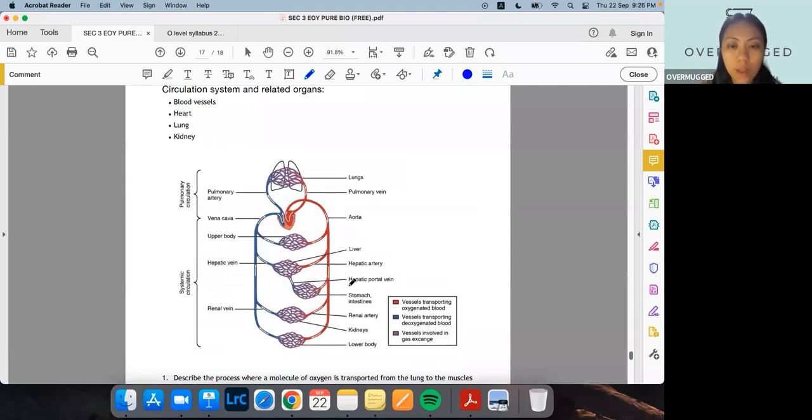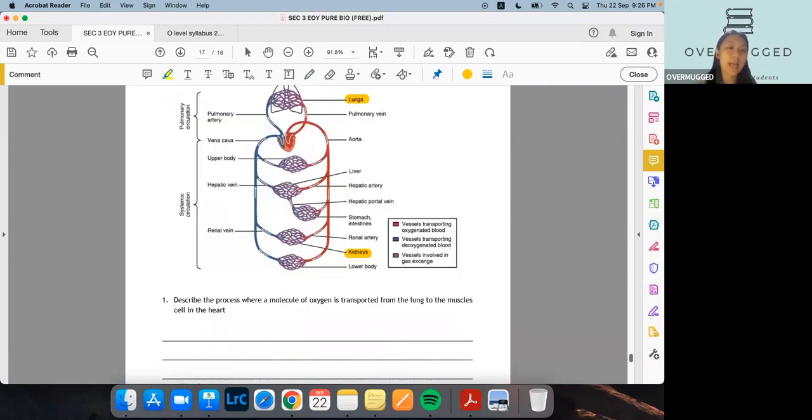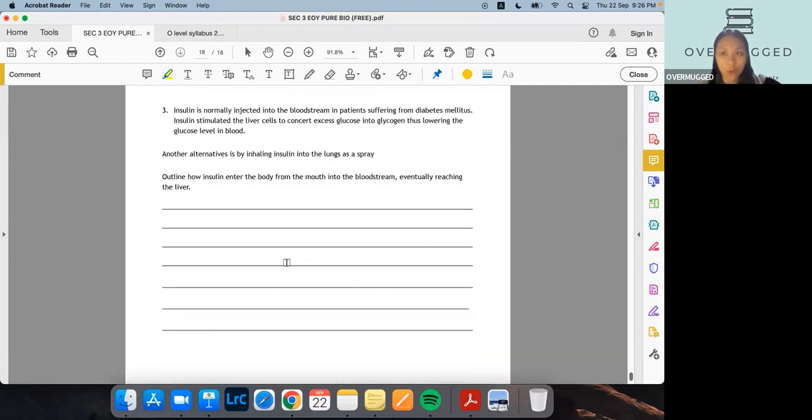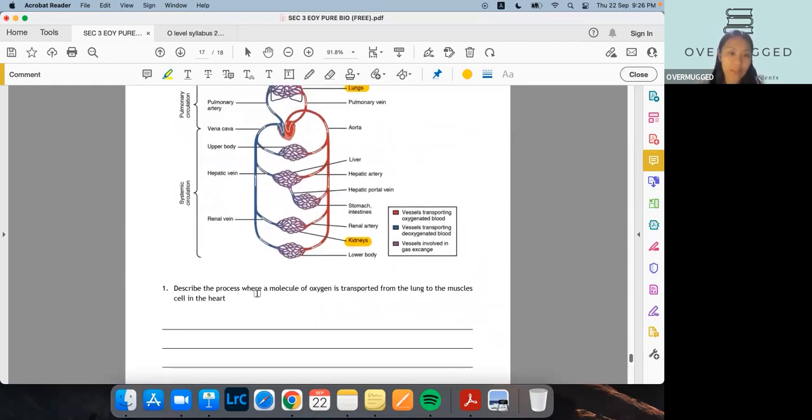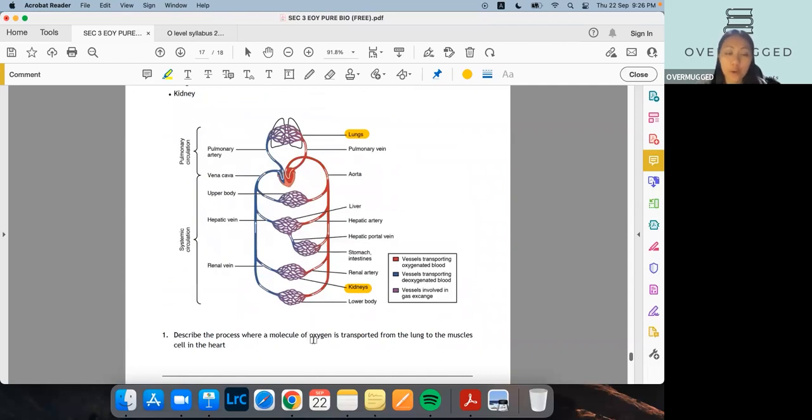So the three organs that we went through are the heart, okay, the heart is right here, and also the lung and the kidney, right? So let's say now I have three questions here, which I clearly do not have time to talk through everything. But let's start with question one. Describe the process where a molecule of oxygen is transported from the lung to the muscle cell in the heart. This is straightforward.